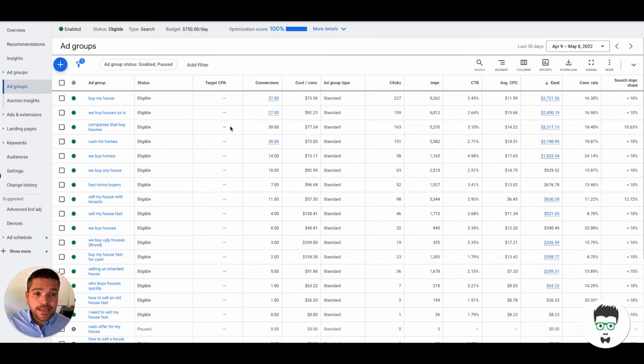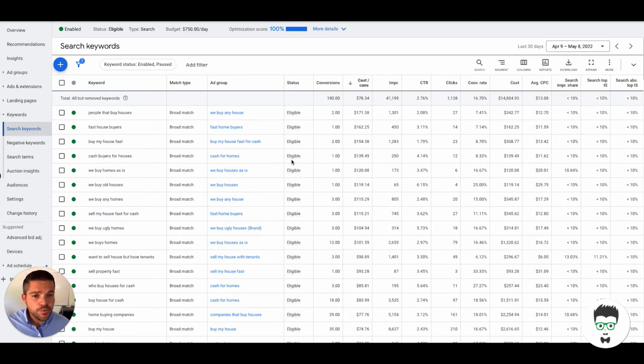On this exact campaign, because it's so well dialed in, it is running at max conversion. So that's a great testament of how well this campaign is doing. Let's take a look at the actual keywords that we're running.